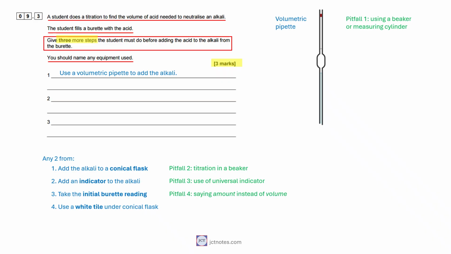To wrap this up cleanly and guarantee your 3 marks, here is the perfect, foolproof sequence to write down. Number 1, use a volumetric pipette to add the alkali. Number 2, transfer the alkali into a conical flask. Number 3, add a few drops of a named indicator, such as phenolphthalein. Avoid the beaker and universal indicator traps, use the correct equipment names, and you've got full marks secured.